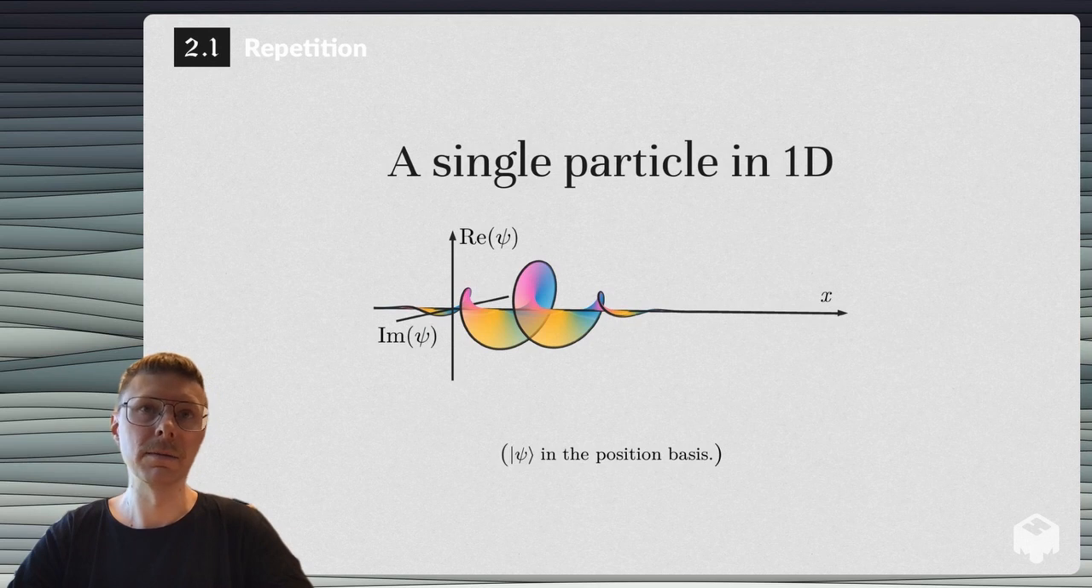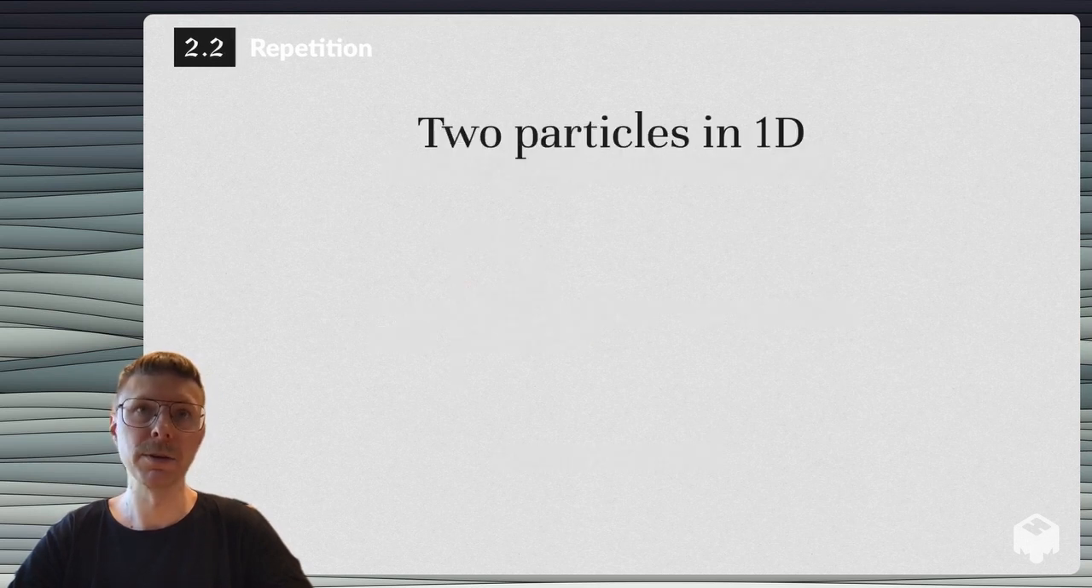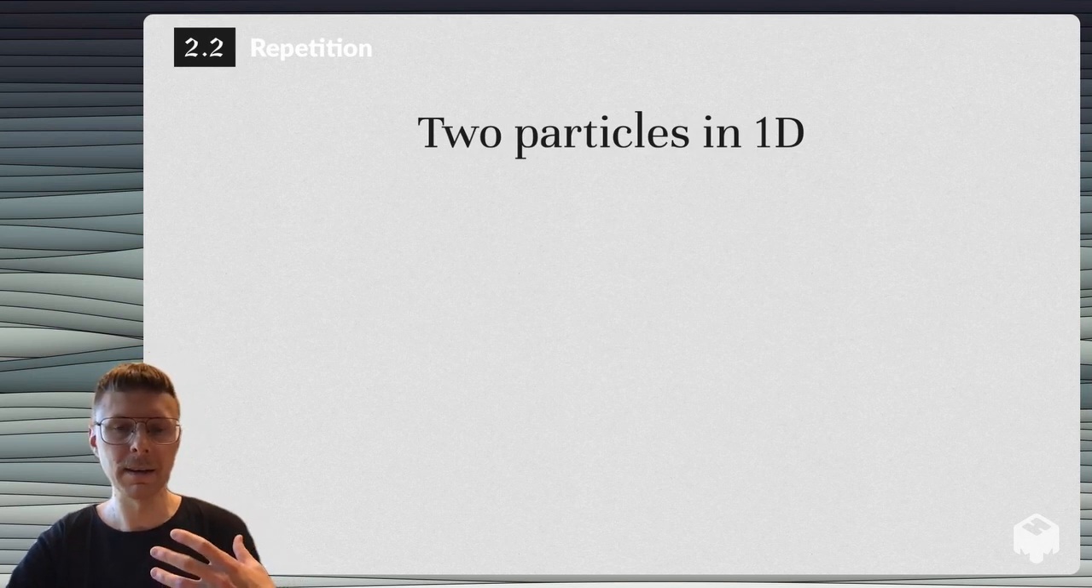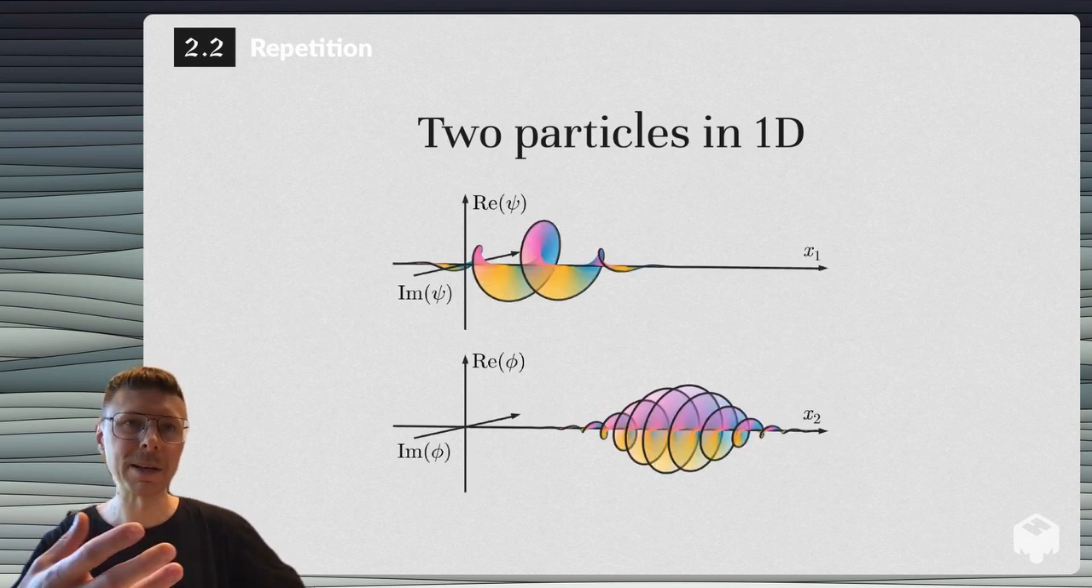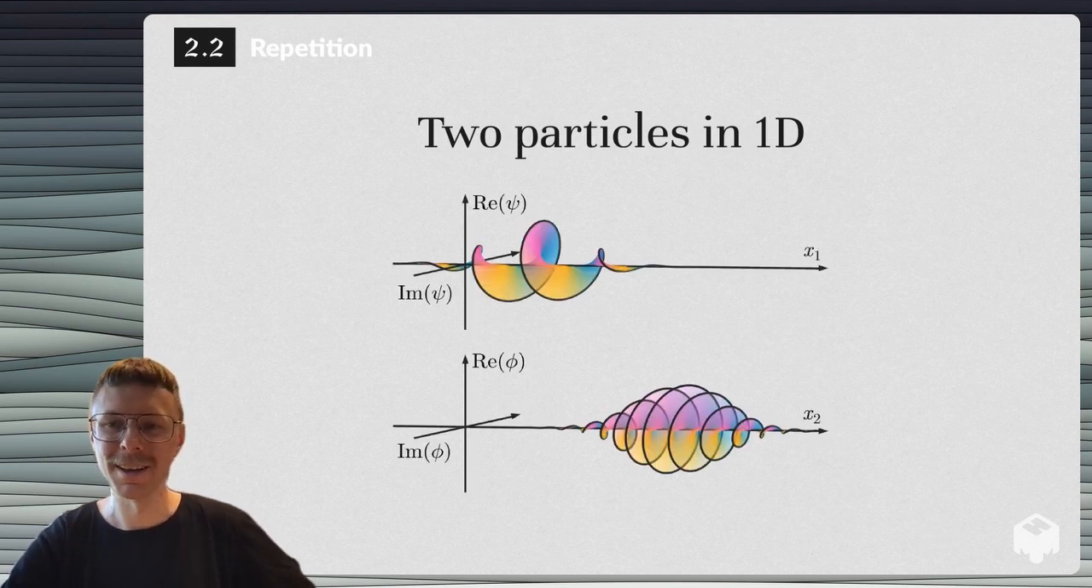And then what happens when you consider 2 particles in one dimension, which is where we want to go, like we want to add more particles to our systems. So the next simplest example is just 2 particles, both in one dimension. And for a long time, my mental picture was something like this.